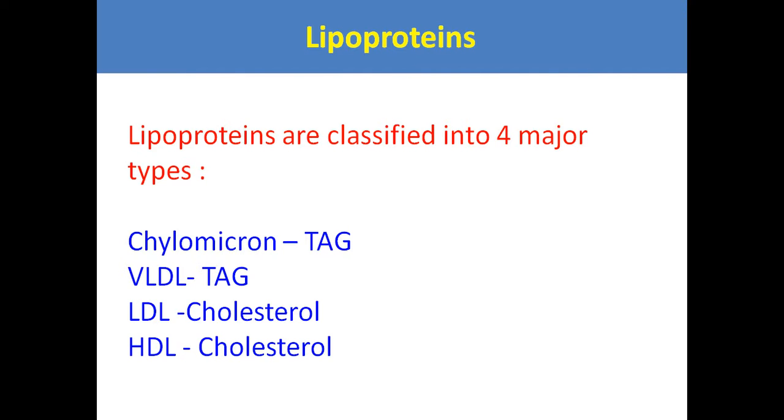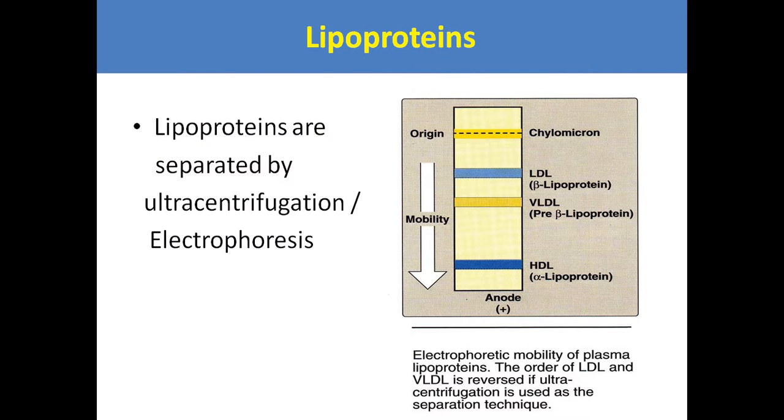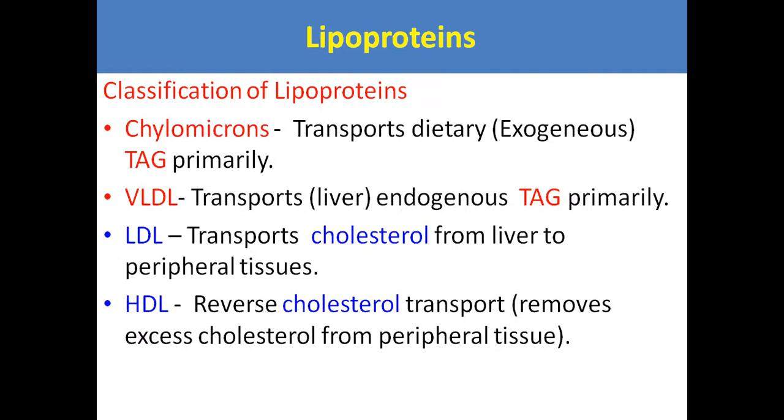Now lipoproteins are classified into 4 major types, that is chylomicrons, VLDL, LDL and HDL. Chylomicrons transport triacylglycerol in the blood. VLDL means very low density lipoprotein. They also help in the transportation of triacylglycerol. LDL cholesterol means low density lipoprotein cholesterol, and HDL cholesterol means high density lipoprotein cholesterol. These are the different types of lipoproteins which help in the transportation of insoluble lipids in the body. These lipoproteins can be separated by ultracentrifugation or electrophoretic technique.